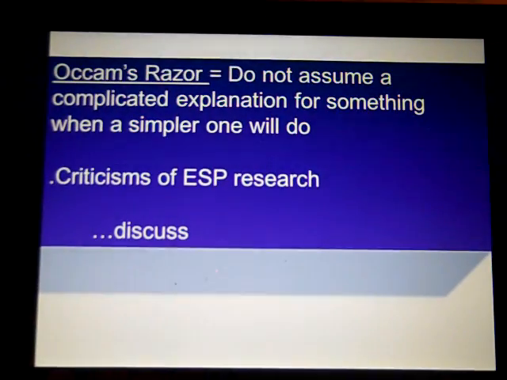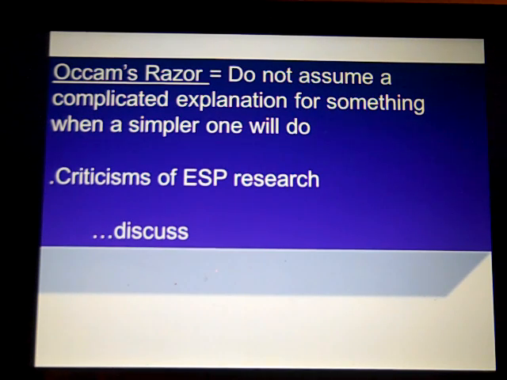Now, we'll kind of end with this. Occam's razor. A razor is kind of a rule of thumb, or a general rule. William of Occam, he came up with this razor. Do not assume a complicated explanation for something when a simpler one will do. That's one of the main criticisms of ESP research. There's actually research on this, and some people really believe that it exists.